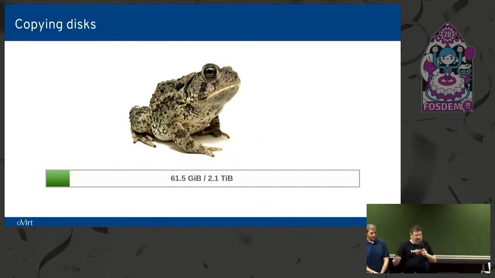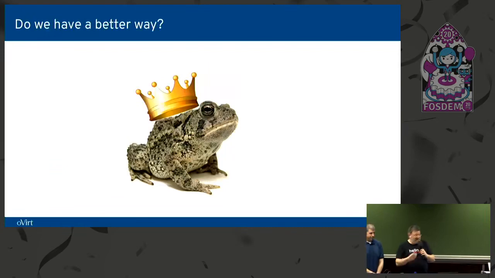Well, it's not new. We have a lot of solutions for importing VMs, from LiveVirt, from VMware. We can download disks and upload them to Overt. But big disks are big, and copying them is slow. So do we have a better solution? For example, maybe you can use some magic to turn this frog into a princess. And we do.